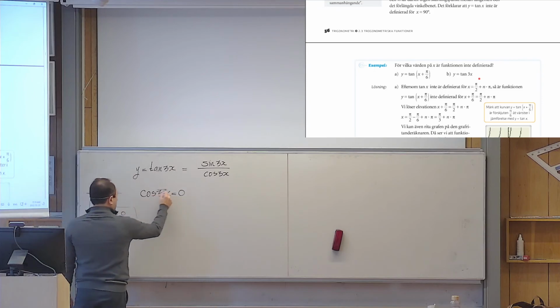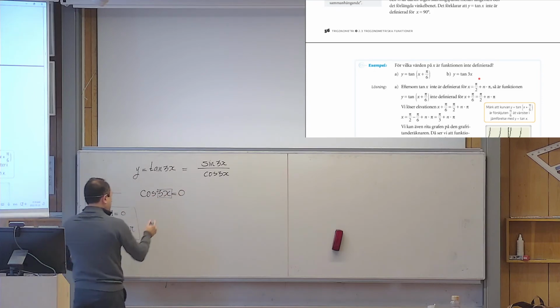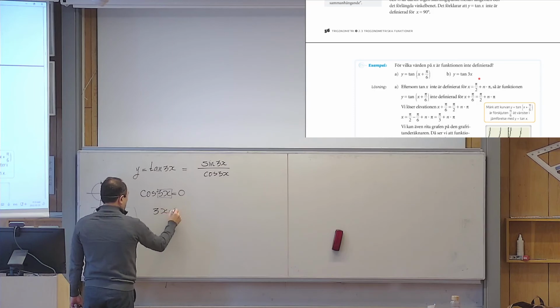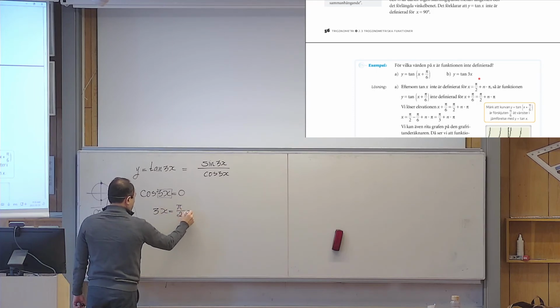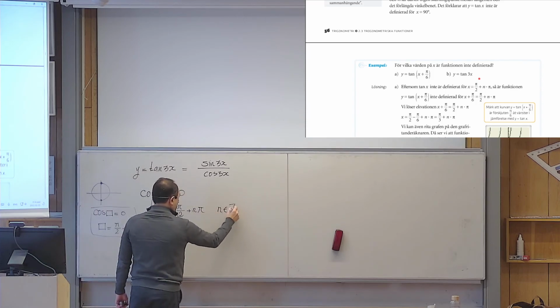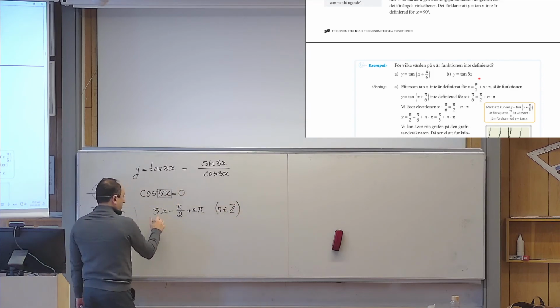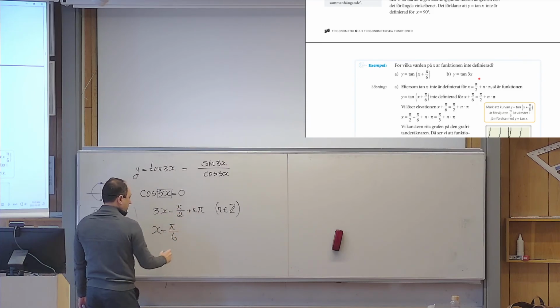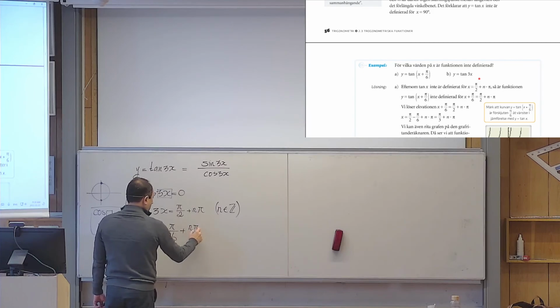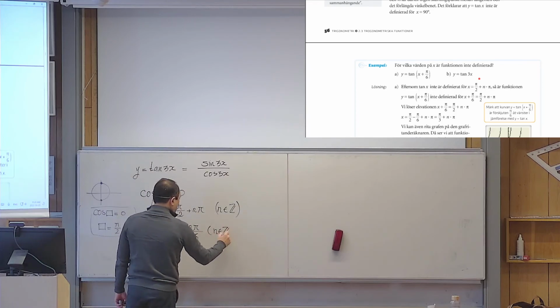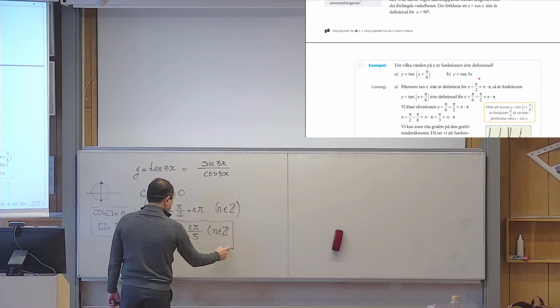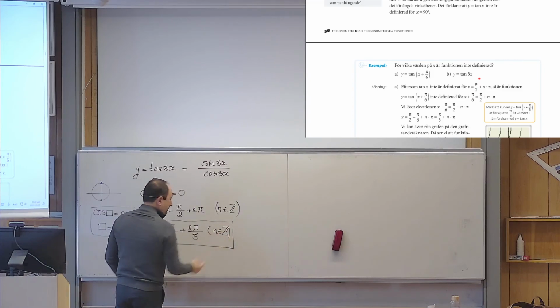But here, this is playing the role of your box. So this means that 3x should be pi over 2 plus n pi, where n is an integer. But you are looking for x, so you divide everything by 3, so this becomes pi over 6, and the other one becomes n pi over 3. And n belongs to Z. So that is the answer that you have to provide for this problem. Yes?